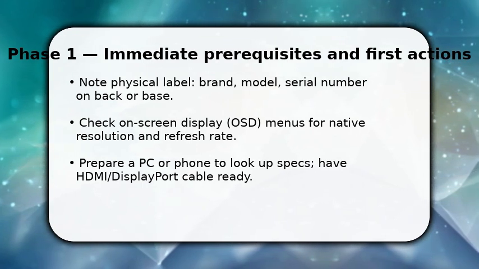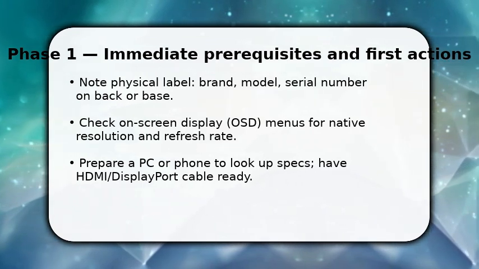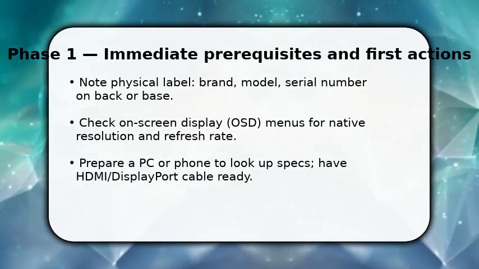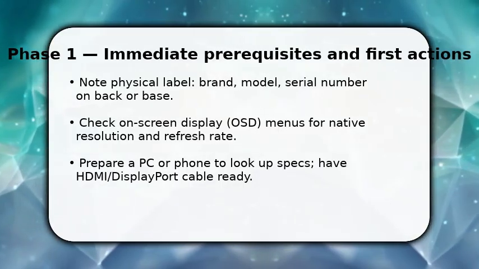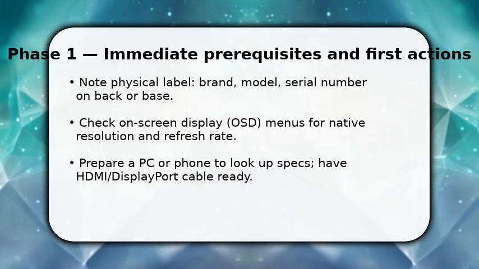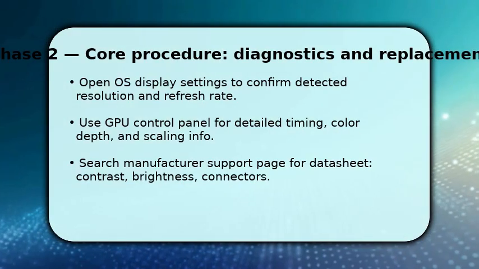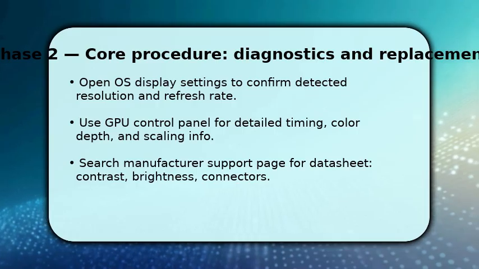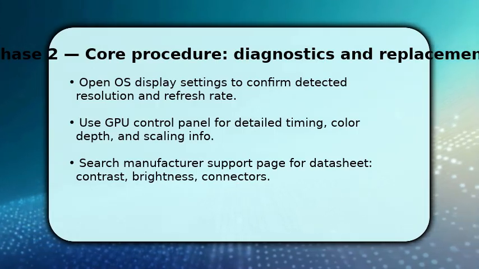Fast. Next, confirm what your system reports and gather deeper details. In Windows or Mac OS display settings, you can see detected resolution and refresh rate. Note them. Then open the GPU control panel to inspect color depth, pixel clock, and scaling options. This reveals mode limits versus capabilities.